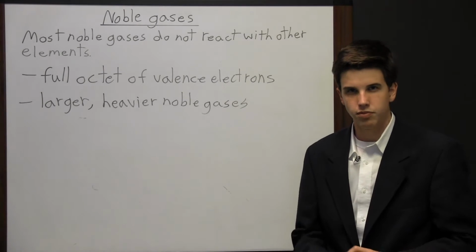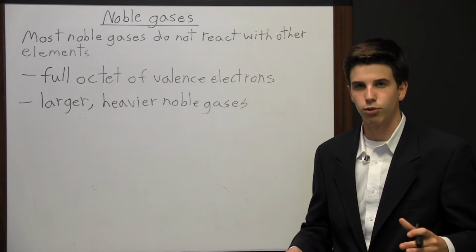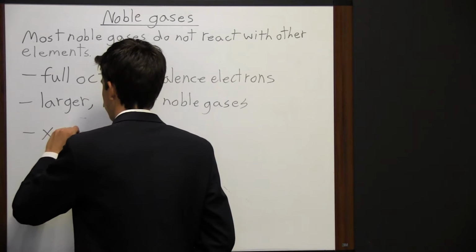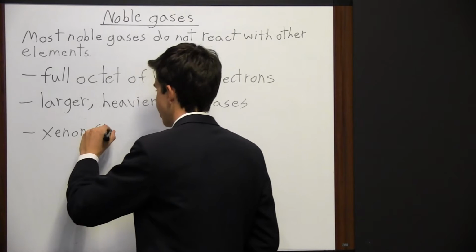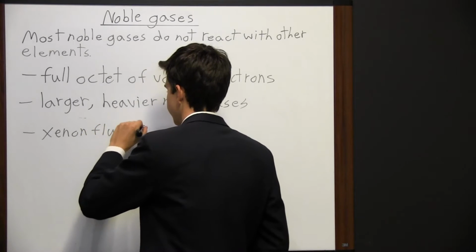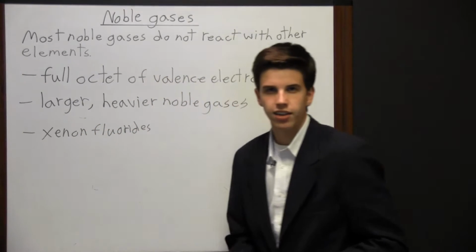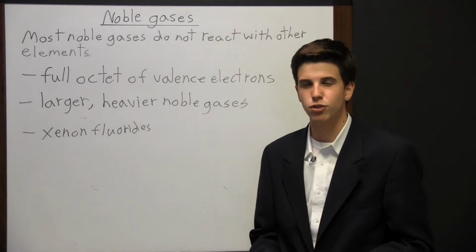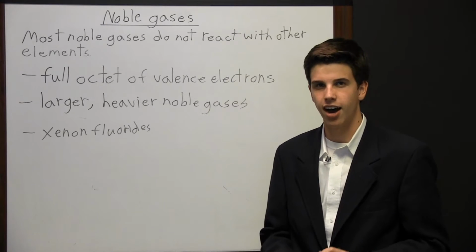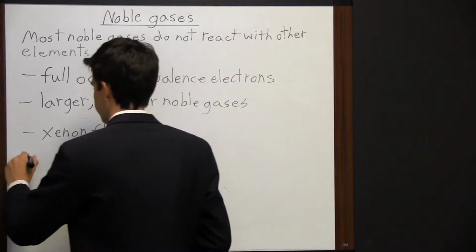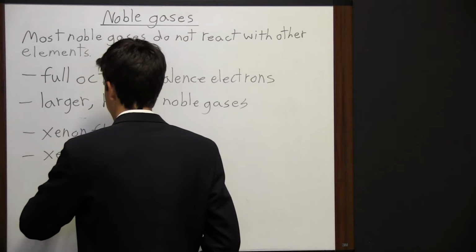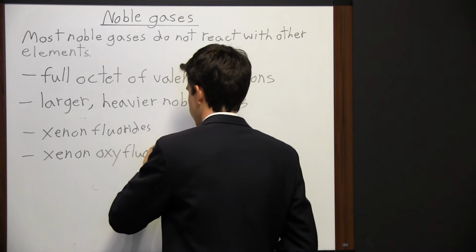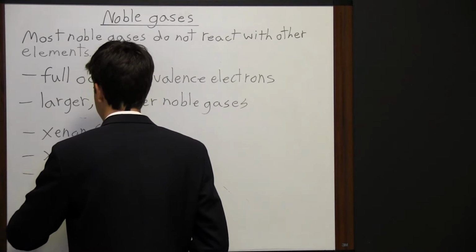Now, xenon can react with fluorine to produce xenon fluorides. So that's one example of noble gas compounds. And then xenon fluorides can react with water, and they can produce oxygen-containing xenon oxyfluorides. So they can produce xenon oxyfluorides as well as xenon oxides.